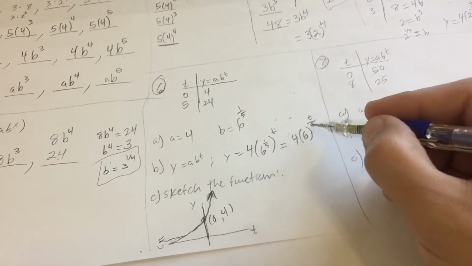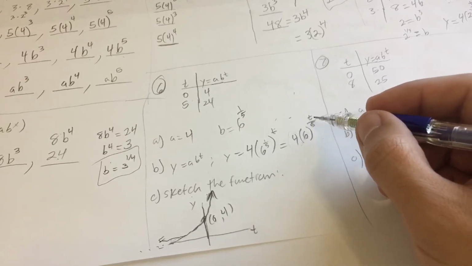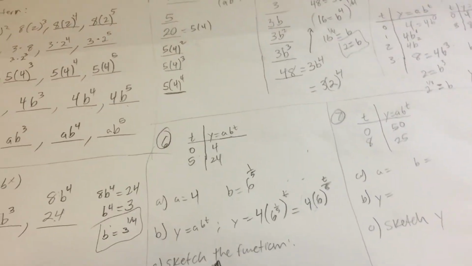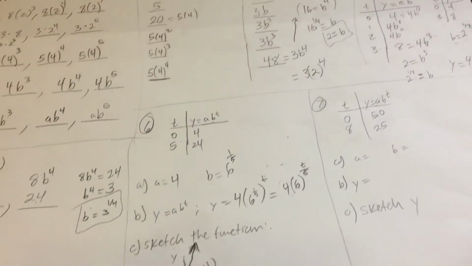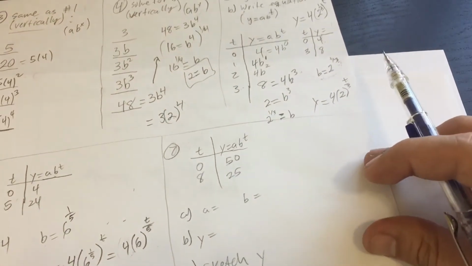And 1 over 5 is a horizontal transformation. What kind of transformation is that? But it doesn't affect how we sketch it, right? Okay, so that would be the sketch. Let's go to number 7, repeat the same. Look, it's the same type of problem. Let's do it a little bit quicker.